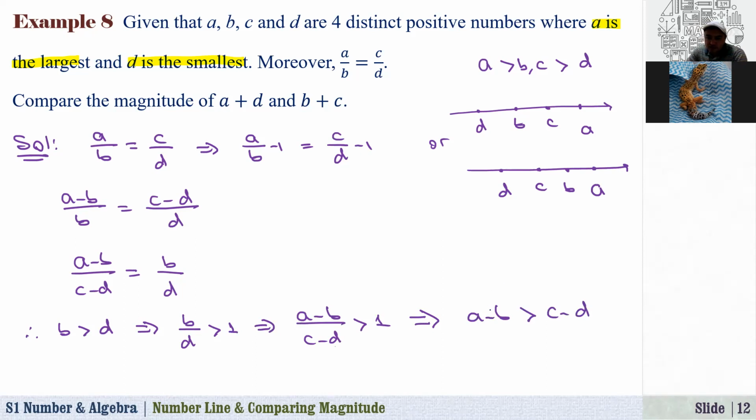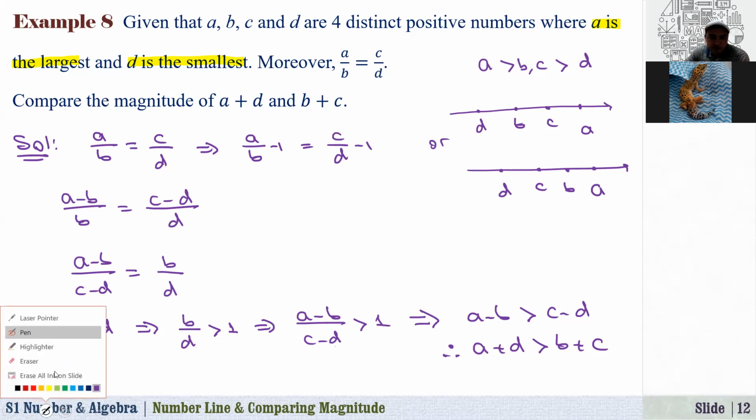Now, if you take D to the left-hand side and B to the right-hand side, then we will have A plus D greater than B plus C. So that means that A plus D is greater than B plus C.